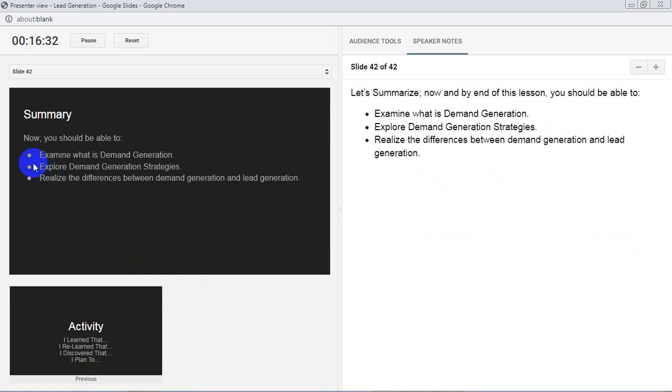Let's summarize. By the end of this lesson, you should be able to examine what demand generation is, explore demand generation strategies, and realize the differences between demand generation and lead generation.